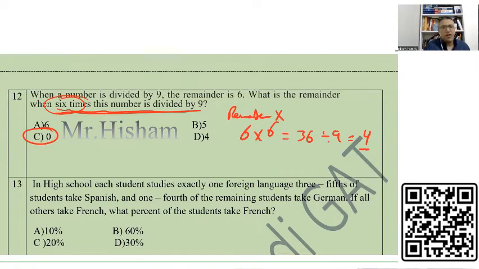Another method of solving, you may think of 15. Because when I divide 15 by 9, it gives me 1 and the remainder 6. What if I multiply 15 by 6? It's going to be 90. And 90 divided by 9 is 10 and the remainder is 0.